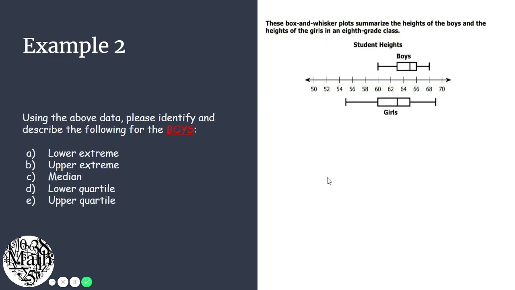For example number 2, we have the problem here. It says these box and whisker plots summarize the heights of the boys and the heights of the girls in an 8th grade class. So looking at the problem, we have a box and whisker plot above the number line that represents the boys' heights, and we have a box and whisker plot below the number line that represents the girls' heights. For example number 2, we want you to identify the 5-number summary for just the boys. When you are finished, resume this video and we will go over the solution.